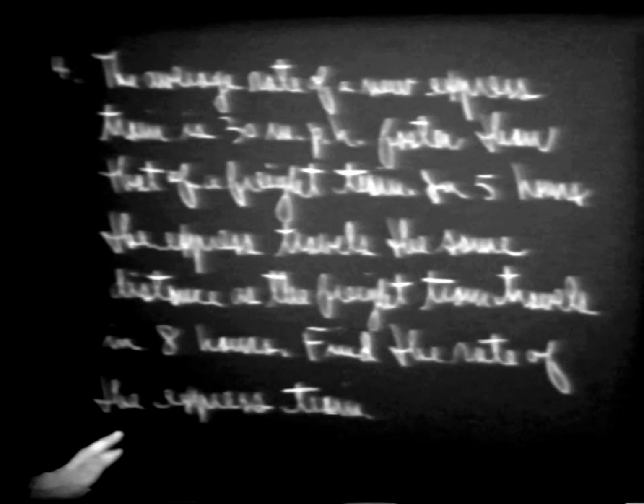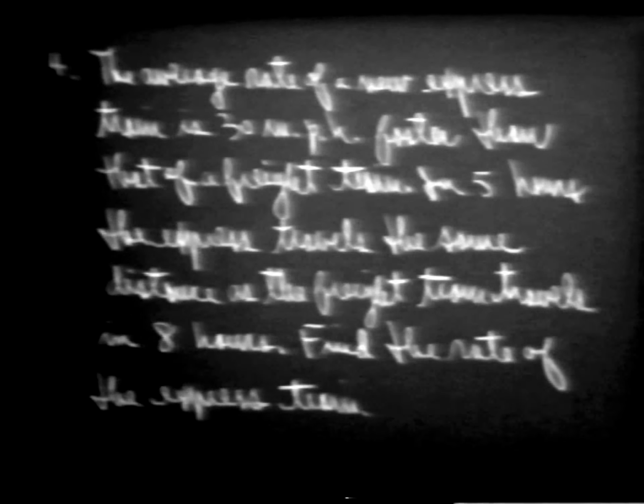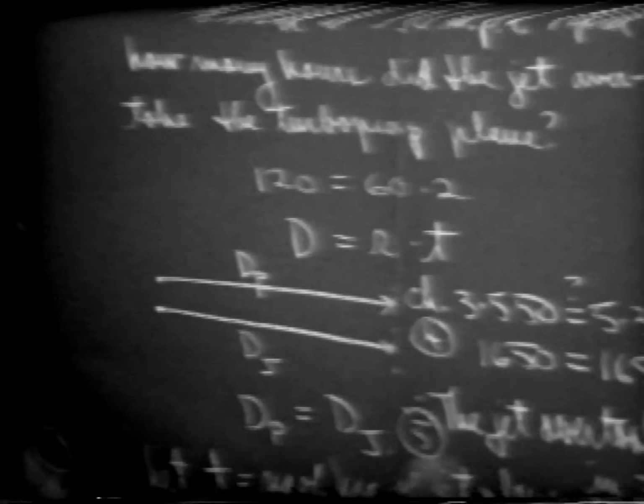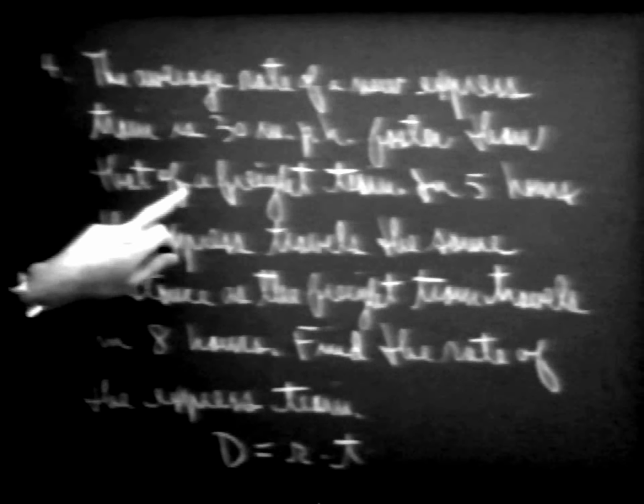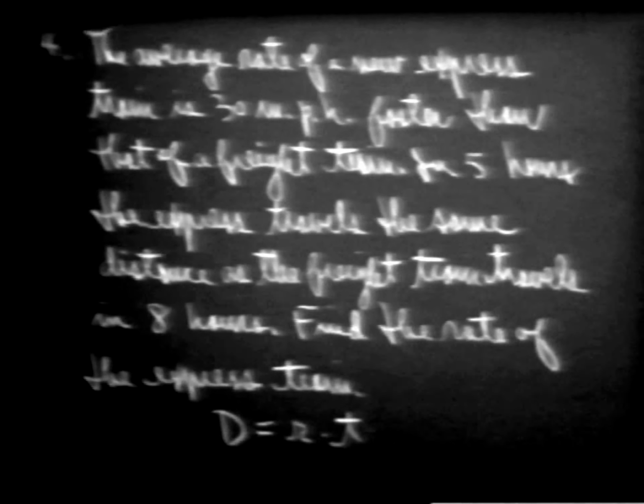I have another problem here which has to do with rate and time and distance. The average rate of a new express train is 30 miles per hour faster than that of a freight train. All right? In 5 hours, the express train travels the same distance as the freight train travels in 8 hours. Find the rate of the express train. Now notice in the first problem, number 3, that had to do with rate, time, and distance. The question had to do with find the number of hours. Find T. In this question, find the rate of the express train. What are we now looking for? R. Okay? And again, the relationship that we are familiar with is that distance is equal to rate times the time. Now, the average rate of a new express train is 30 miles per hour faster than that of a freight train.